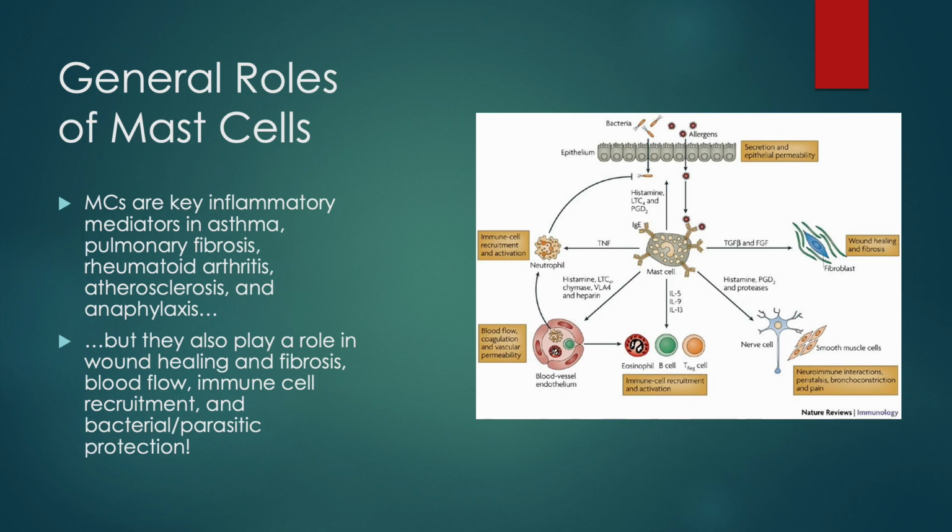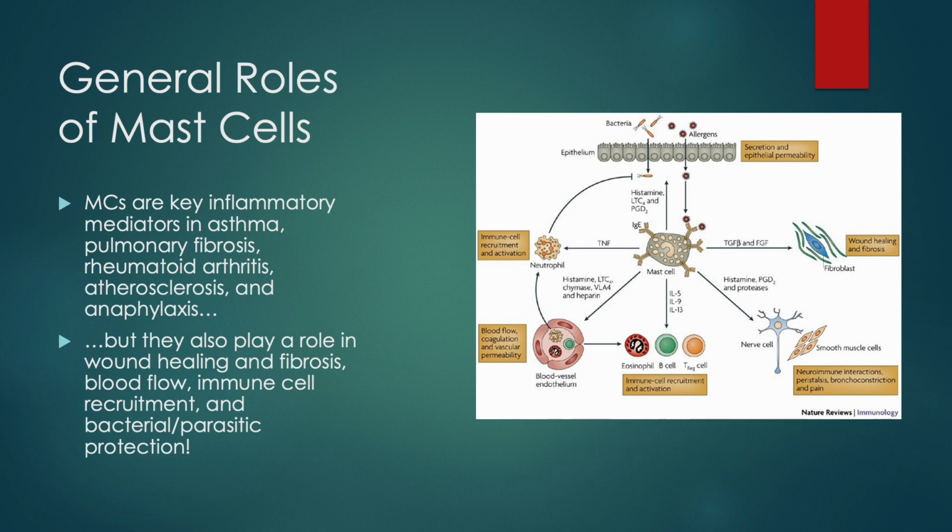So let's just preface, before the actual lecture, the general role of mast cells. We all know that mast cells are very involved in allergies. That's sort of what they're most known for. But I also just want to quickly mention that they have some roles in, for example, wound healing, fibrosis, blood flow, immune cell recruitment, and protection from bacteria and parasites as well.